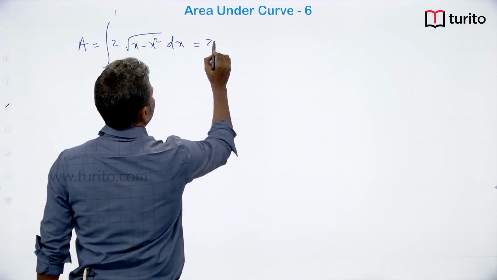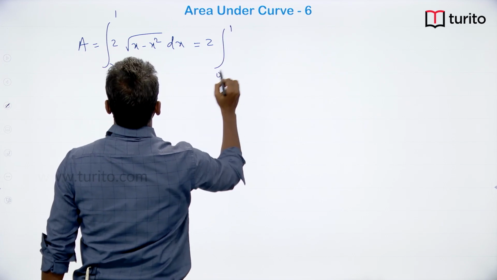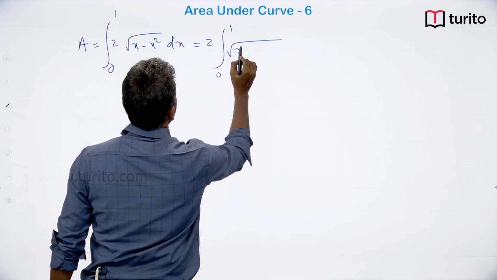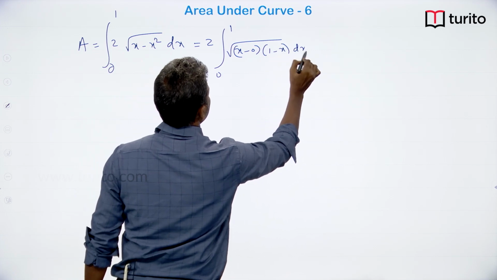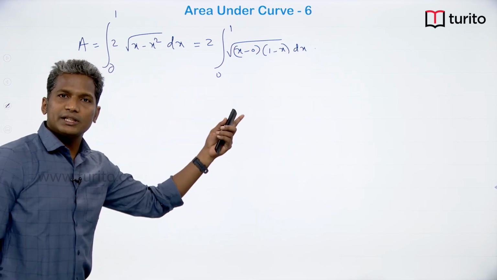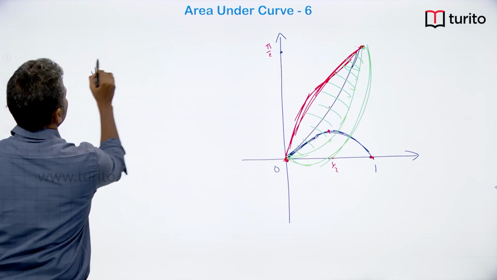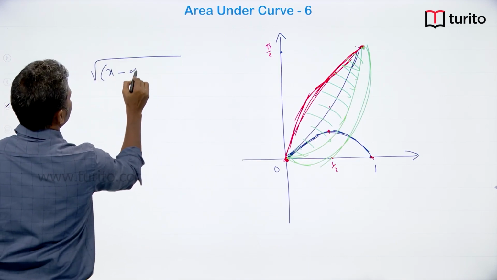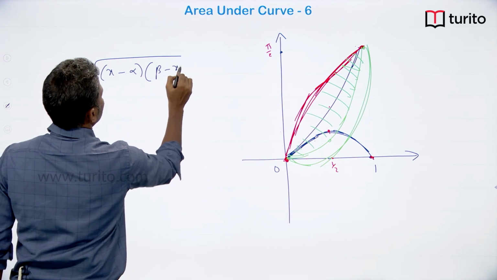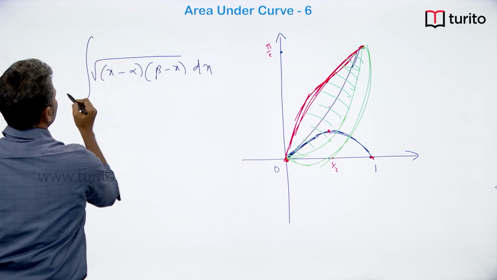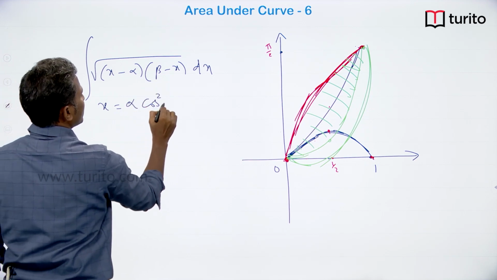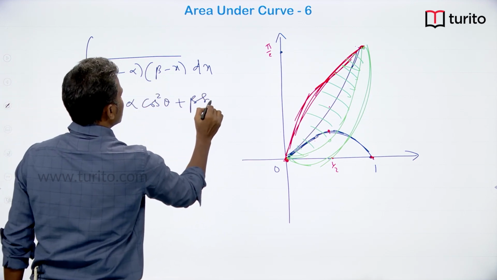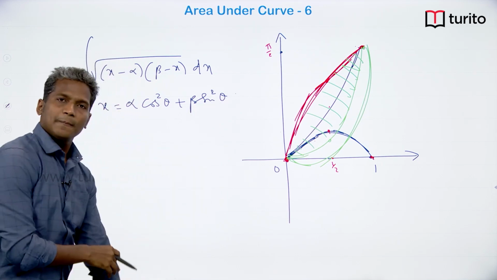So here I can take 2 common and write this as 0 to 1 root of x minus 0 into 1 minus x dx. We know this type of function, it is a very standard function. Whenever we have this type of function under root, what is our substitution? x equal to alpha cos square theta plus beta sin square theta. This way we can find.